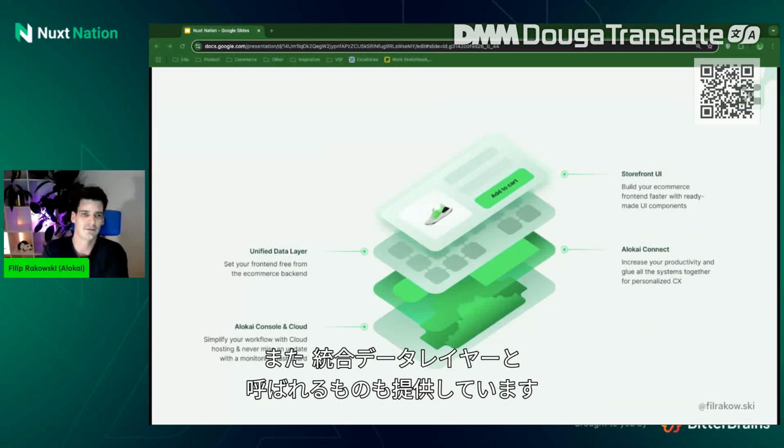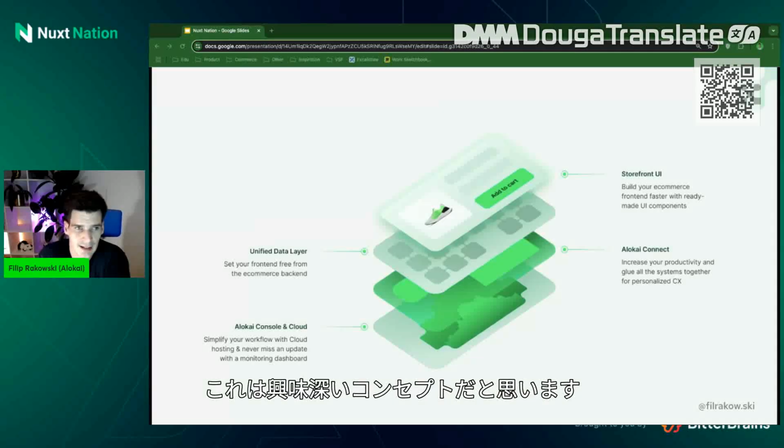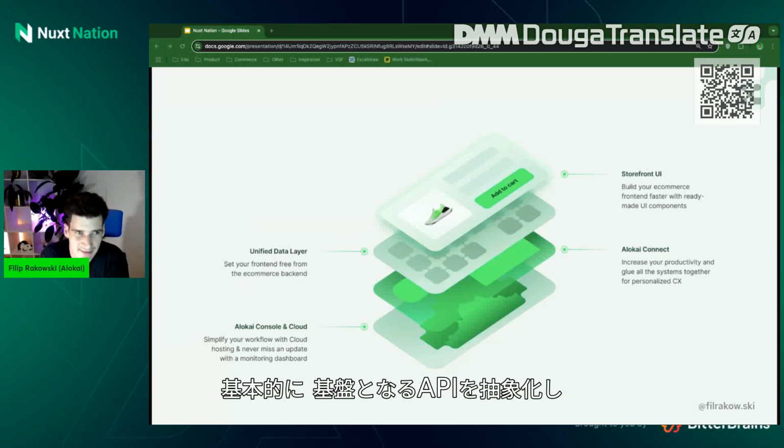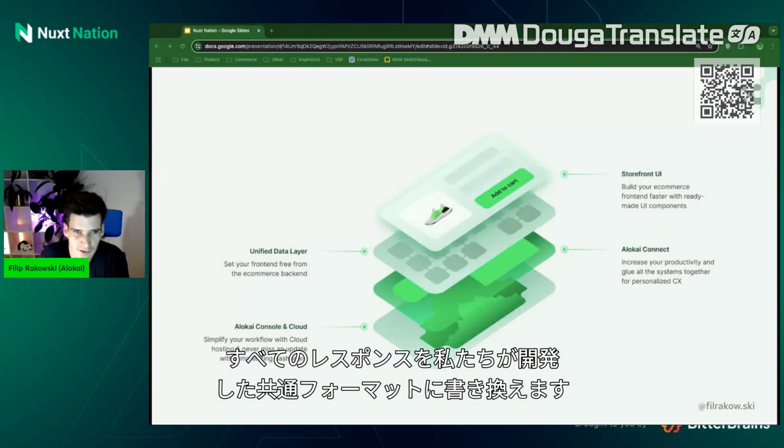We also deliver something called the unified data layer. And I think this is an interesting concept. It basically abstracts the underlying APIs and rewrites all the responses to a common format which we developed.